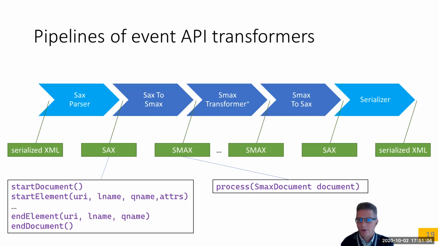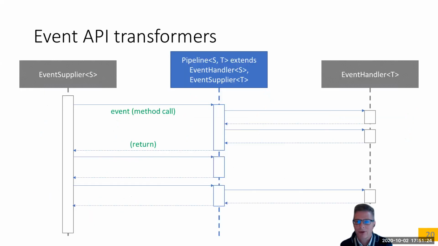After some SMAX transformers, we end up with different SMAX. And then we can transform that back into SAX, which can be serialized to produce a serialized XML document. So that's what a pipeline looks like. And now I'll say a few things about event API transformers.